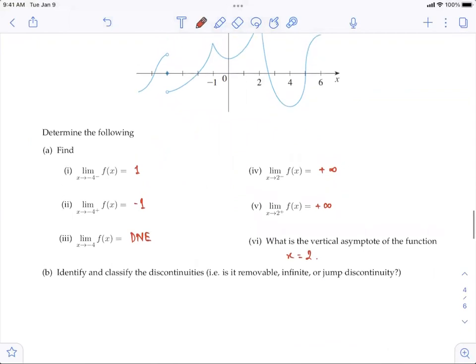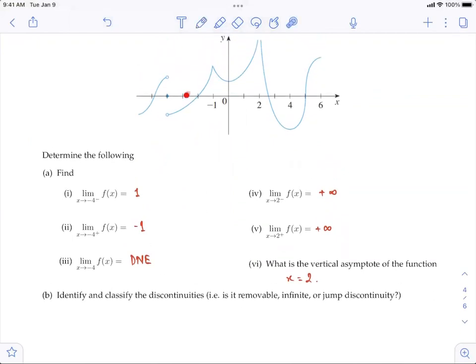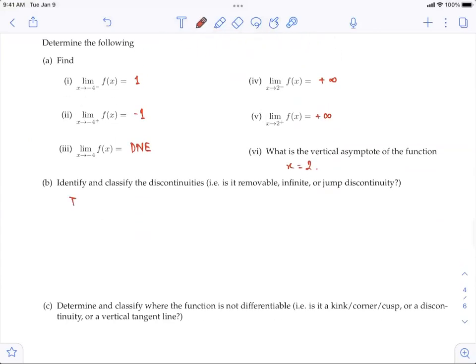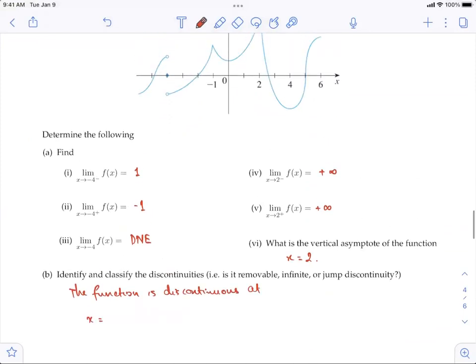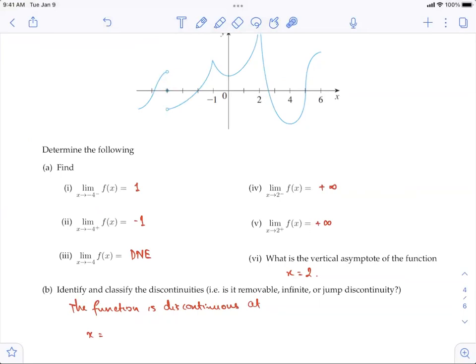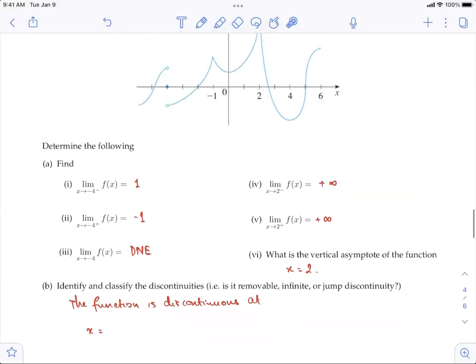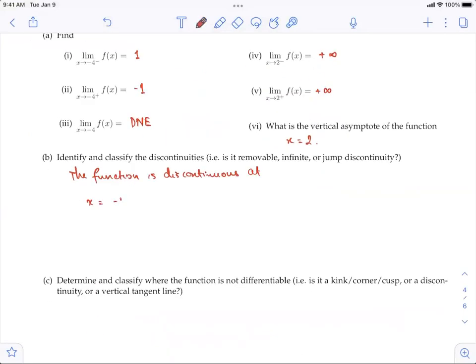All right. Now, by looking at this graph, you also need to identify and classify the discontinuity. So the function is discontinuous at the following points: x equal to -4 and x equal to 2. Right? So x equal to -4 and x equal to 2.